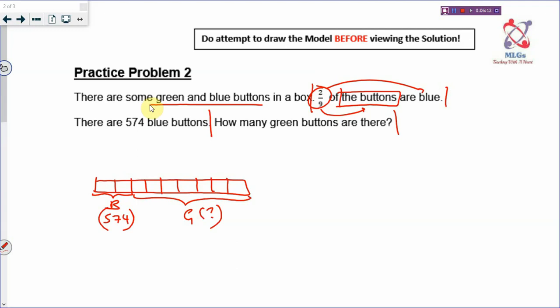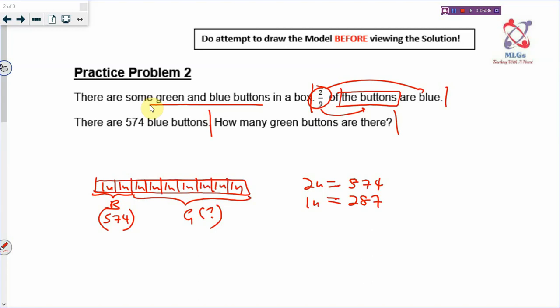Now you have cut the rectangle into all equal boxes, so you can call them all units. And you can see there's a total of 9 units. And how many units are blue? So 2 units are blue. 2 units is equal to 574. So your 1 unit will be 574 divided by 2. So your 1 unit is 287, right?